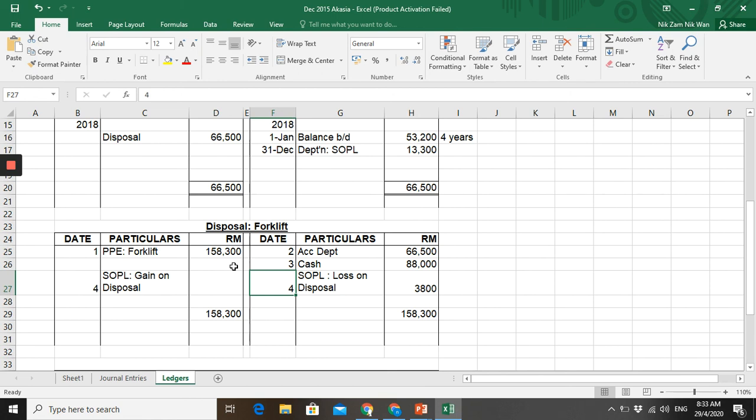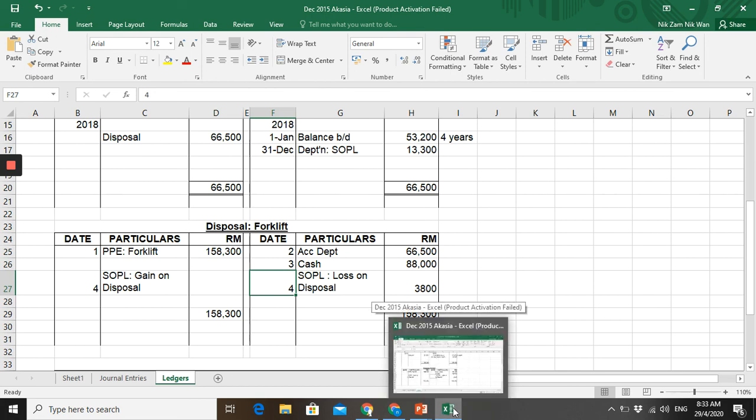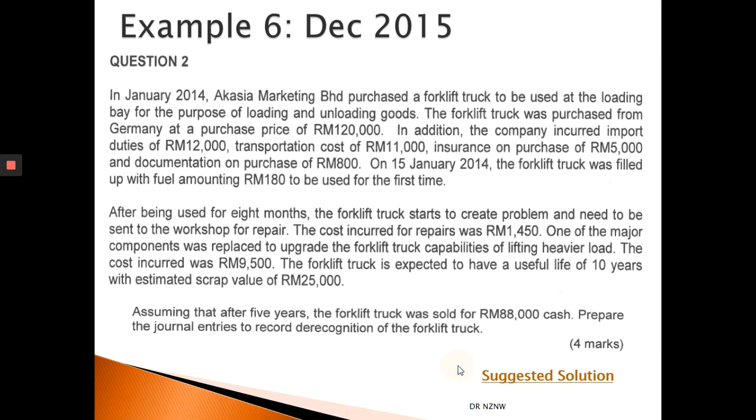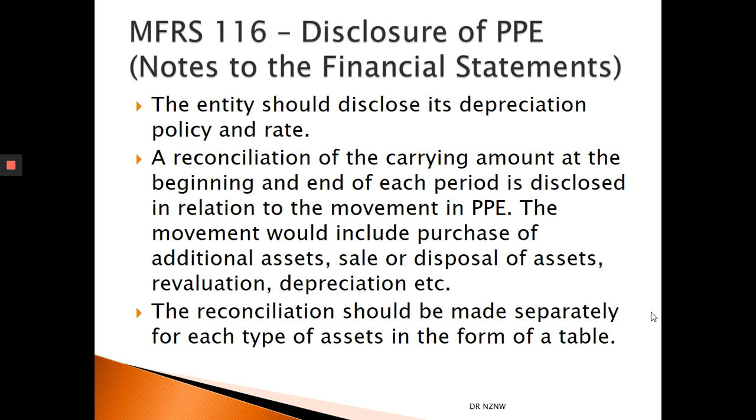Okay, so normally when you do de-recognition, it's better for you to scratch on your disposal account, because kalau you pakai disposal, you akan lebih nampak the process. Okay, so that is the illustration on how you do derecognition of your PPE. After you have done your derecognition, the next point that you need to look at in MFRS 116 is how do we disclose our PPE in the financial statement?